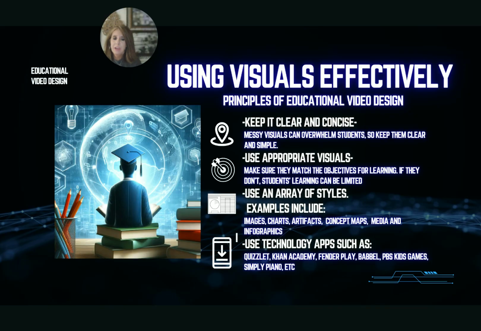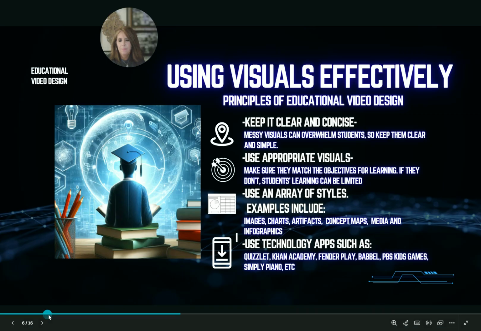You want to use an array of styles. Certain examples include, obviously, images. They might include charts, certain artifacts, concept maps, media, and even infographics. And then there are also technology apps that are available that you can use, and this just touches on a few. Examples include Quizlet, Khan Academy, Fender Play, which is a music app, Babbel, PBS Kids Games, and Simply Piano. And obviously there's a lot more.